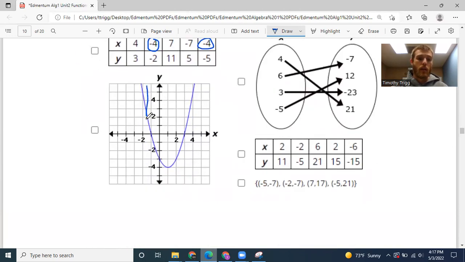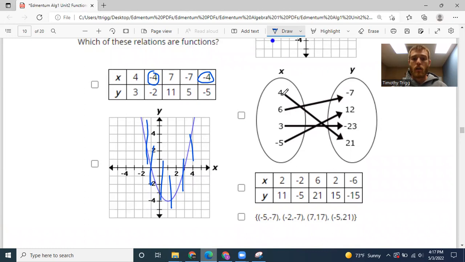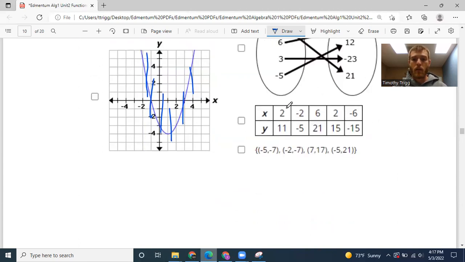Here, this one passes the vertical line test. Each vertical line only touches once. So is that a function or not? Here, each input only has one output. So is that a function or not? Here we see an input repeating. So is that a function or not?